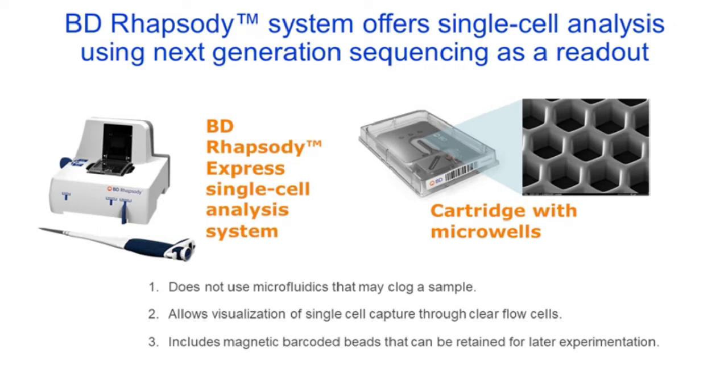This machine has a chip inside, a cartridge with microwells, and cells are gently deposited on those microwells. Then via certain washing and a few other steps in protocols that are available online, you can isolate between 1,000 and up to 10,000 cells into those wells. From those cells there is a protocol that allows you to convert into cDNA, amplify the sequences of those cDNA, and then sequence them, and you get results for each single cell. The advantage of this technology is that it does not use microfluidics, so it does not clog cells. It's very gentle on the cells. You can visualize whether the cells are in the wells or not, and you have magnetic barcodes that can be retained for later experiments that you want to perform.